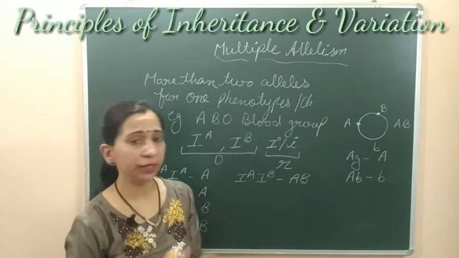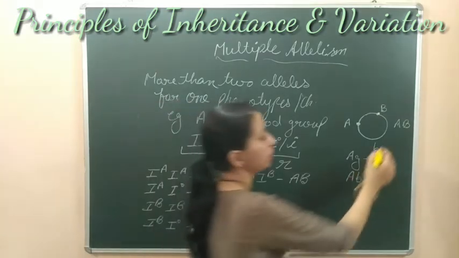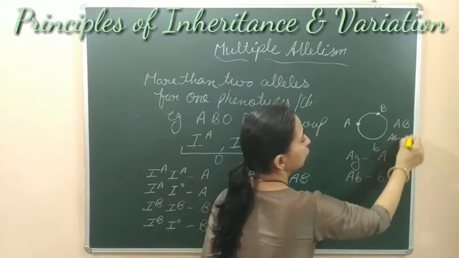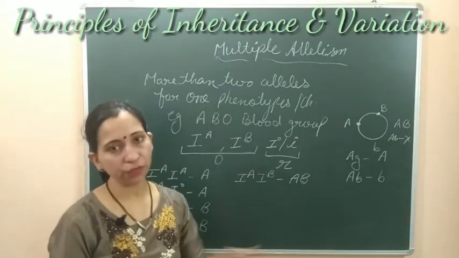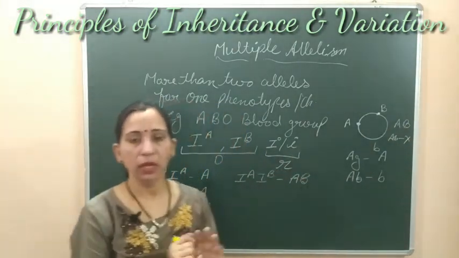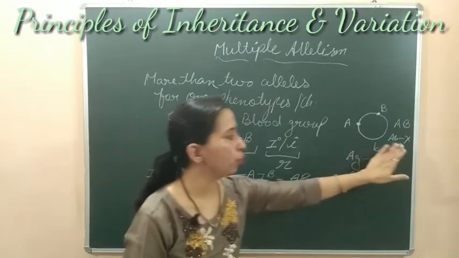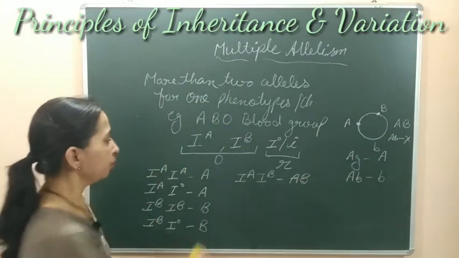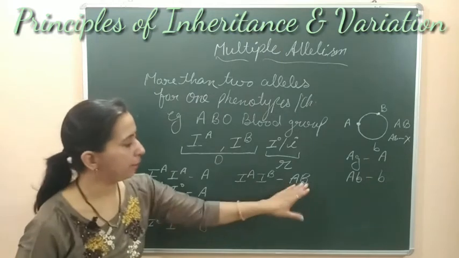And in this case, there is no antibody. No antibody will be present, because both antigens are found in the blood. Antigen A is present, antigen B is also present. So in this case, there will be no antibodies in the blood. So this is the next condition, AB.